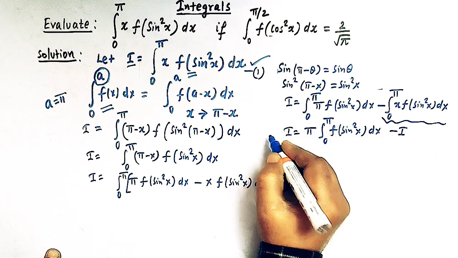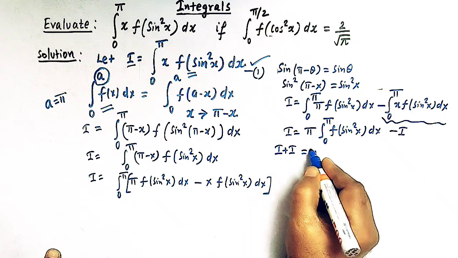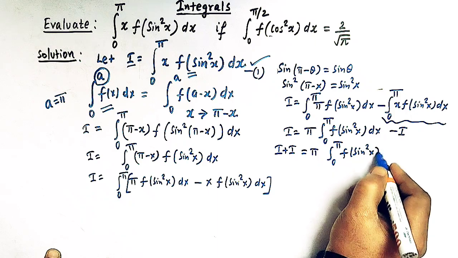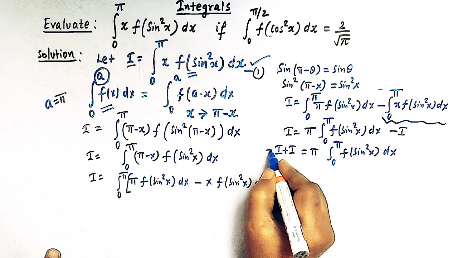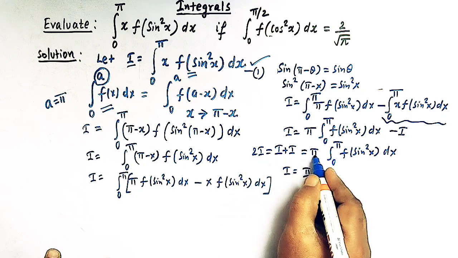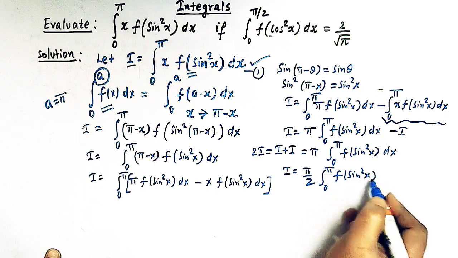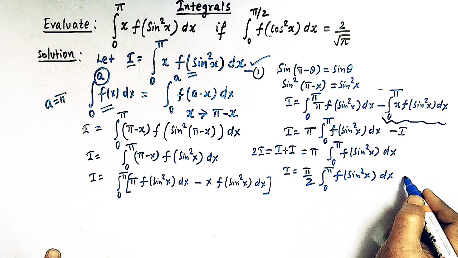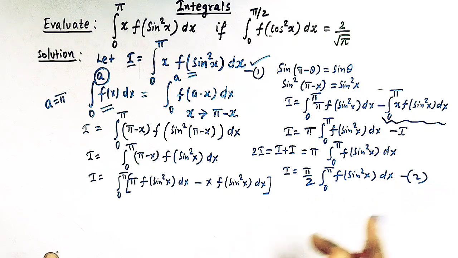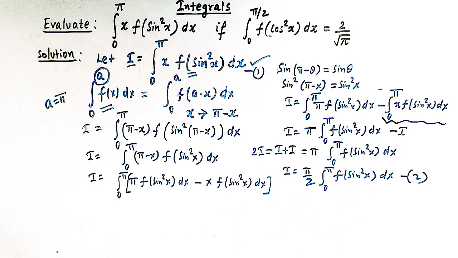Now taking minus I to this side, we can now write I plus I, and we have pi 0 to pi and f of sine square x dx. So I plus I is 2I, so I can be written as pi by 2 and 0 to pi f of sine square x and dx. So let us call this integral as integral 2, right? So now to move further, let us make use of another important property of definite integrals.